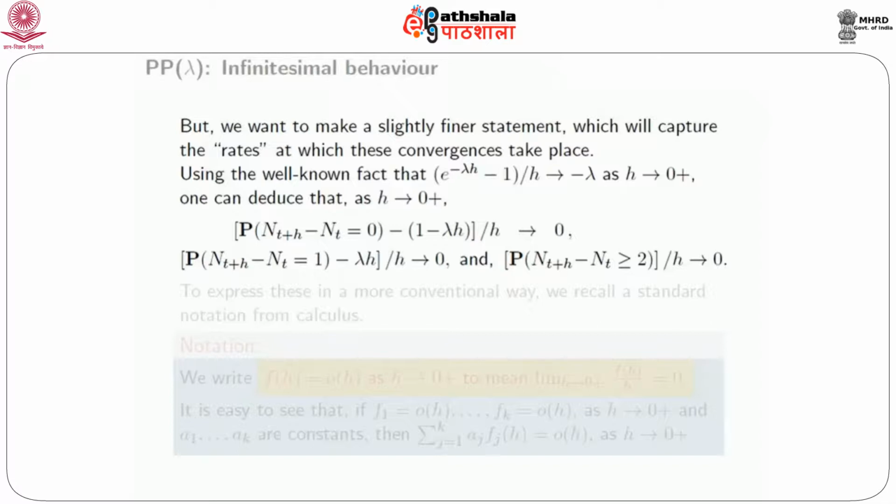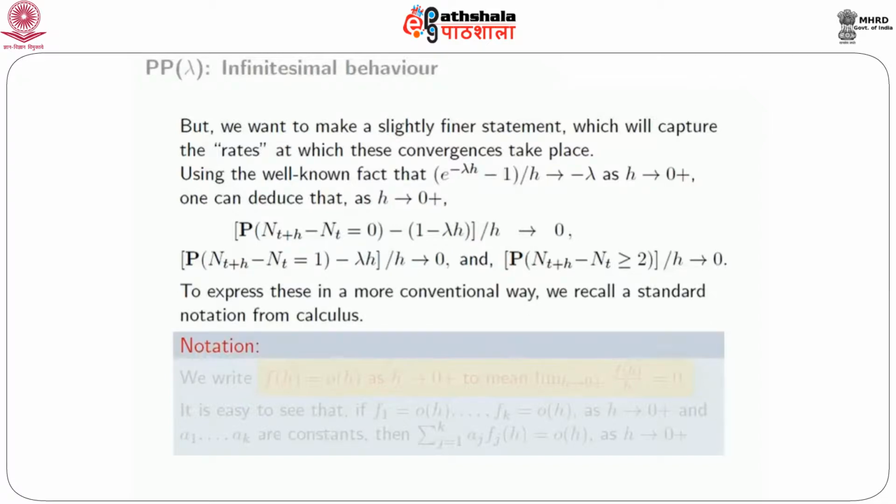Using this, you can easily deduce that the probability that N(t+h) minus N(t) equals 0, minus (1 minus lambda h), divided by h, goes to 0. Because the probability is e to the power minus lambda h, and (e to the power minus lambda h minus 1) by h goes to minus lambda, and then you have plus lambda h over h, which of course is equal to lambda, so therefore this goes to 0. Similarly you can check the other two. So in all three, what we have obtained is something divided by h goes to 0.